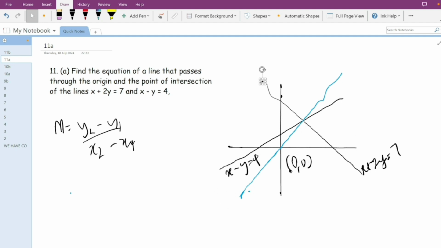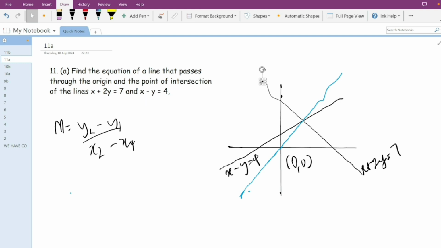So we need this point to get 2 points on this line, then find the gradient. We've gotten a point to be 0, 0, that's the point of origin, and the second point is the point of intersection of these two lines. That means we have to find x and y of both lines simultaneously. So we'll take the first one as equation 1 and second one as equation 2 and we'll solve.